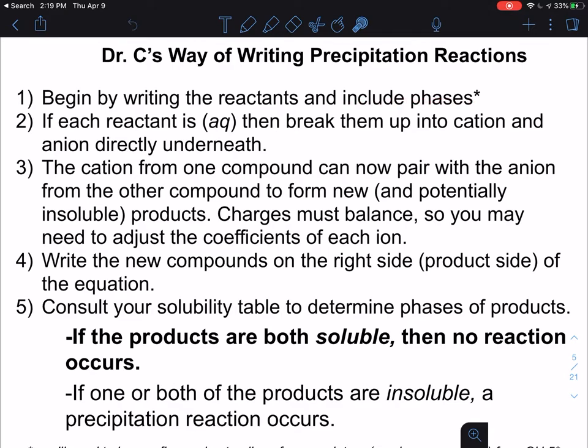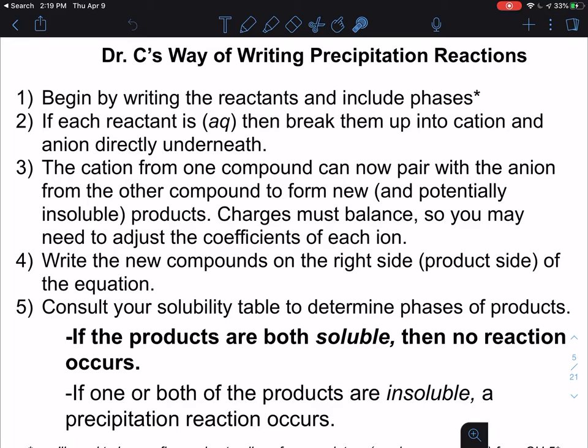If each reactant is aqueous, then break that reactant up into its respective cation and anion directly underneath. Say you have two salts and they're aqueous, so you break them up, and you're going to have two cations and two anions. The cation from one compound can now pair with the anion from the other compound to form a new and potentially insoluble product. Charges must balance, so you may need to adjust the coefficients of each ion. I'll show you how to do that in a second.